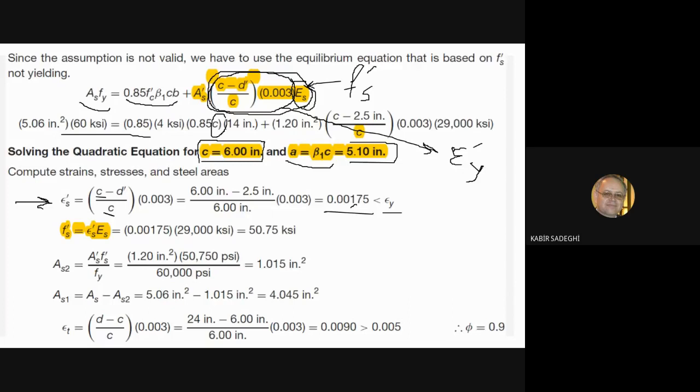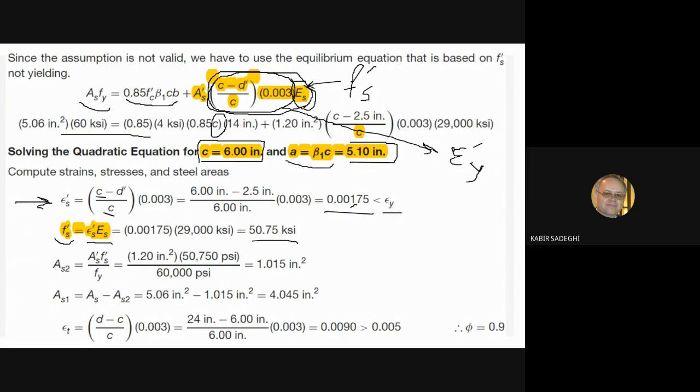We calculate f prime s, and we find 50.75 ksi. I compare this example with previous examples. In the previous example, the assumption was right, the compression steel was yielded, and we applied Fy instead of f prime s, and Fy was 60,000.